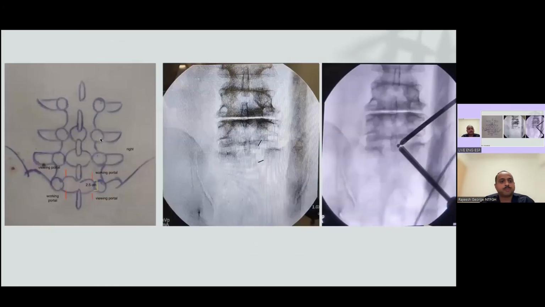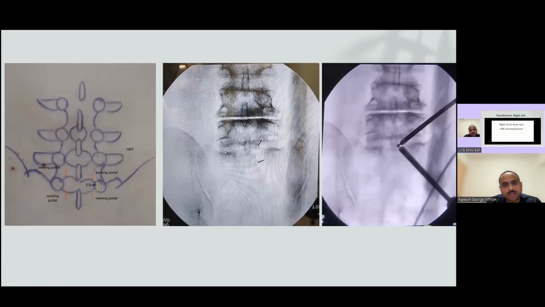When you mark the portals for the right side, it is slightly different from my left side because of the anatomy. The viewing portal and your working portal are a little more caudal, and closer to the upper lamina. Then intraop, I mark it with needles on the medial pedicle line, and the top end would be on the distal lamina rather than the spinolaminar junction.